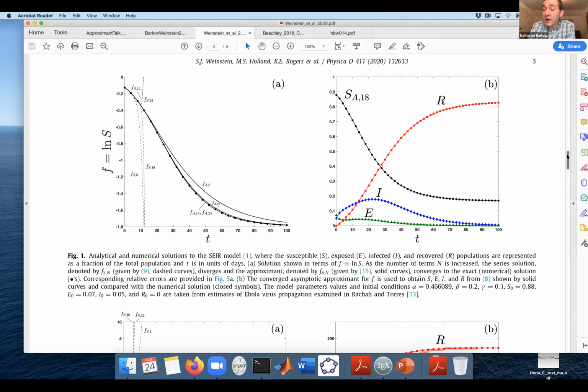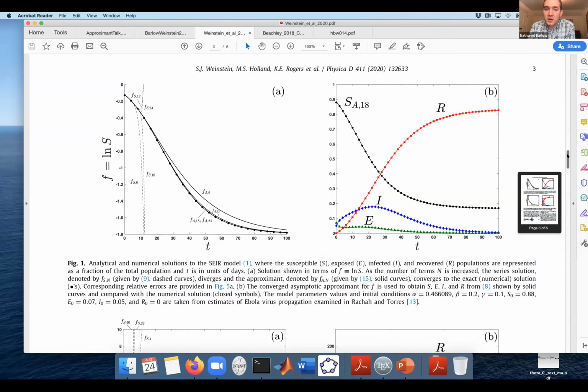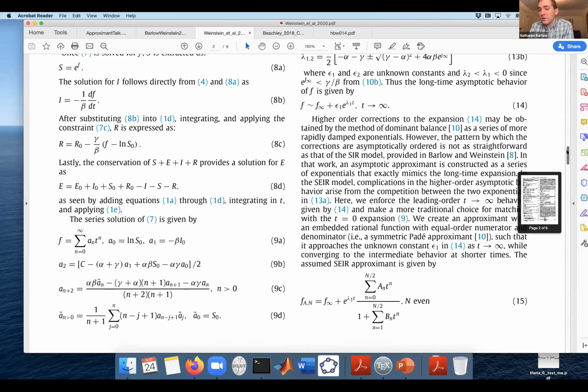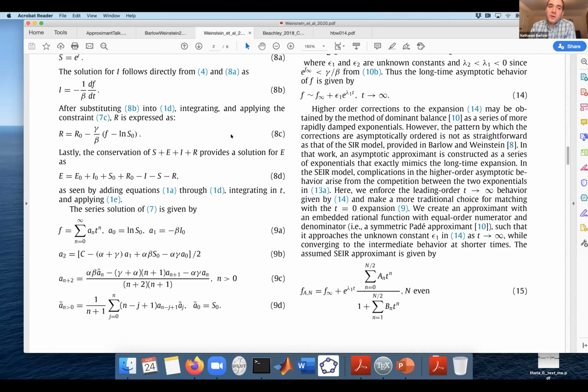Yeah. We do have actual data though from the current pandemic later on that I can show you. But I'll get there in a second though. I just want to show you that for this differential equation, we again get a power series at time equals 0. And we pretend that we know all the initial conditions.